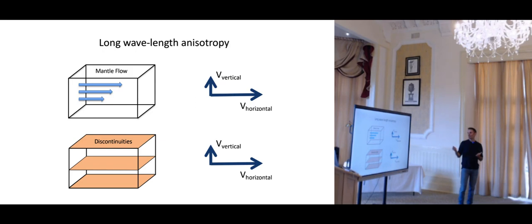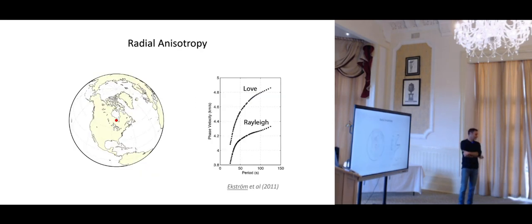A way to look at this trade-off is to look at one location. This will be the only data set I'll be showing. Let's look at one position in the North American craton, one of the oldest continents, and look at the vertical and horizontal components of long period seismograms. We can extract the phase velocity of surface waves. Those are dispersion curves, and we can interpret them in terms of a 1D model of the Earth.